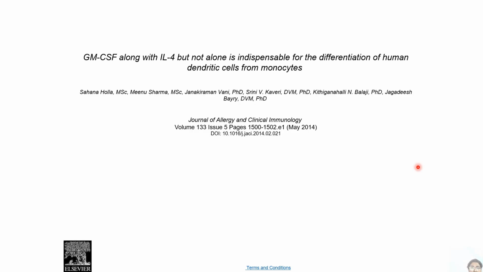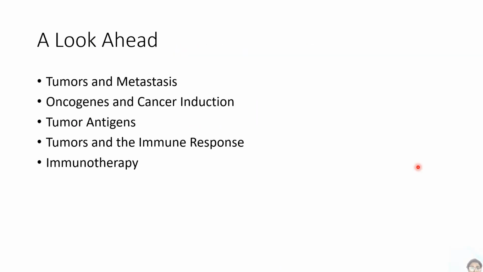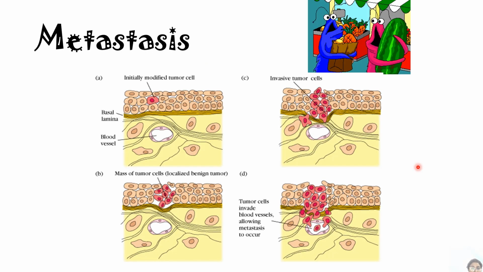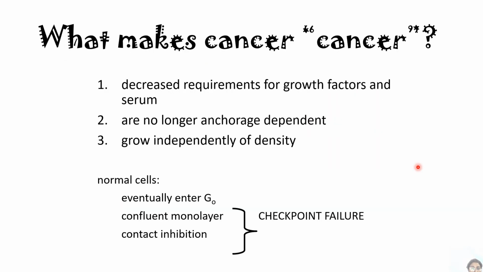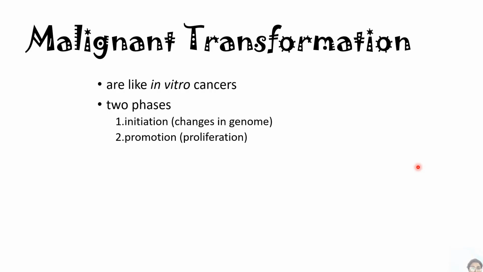So you can go through this paper, which is published in the Journal of Allergy and Clinical Immunology. GM-CSF along with IL-4, but not alone, is indispensable for differentiation of human dendritic cells from monocytes. Not going into too much detail.